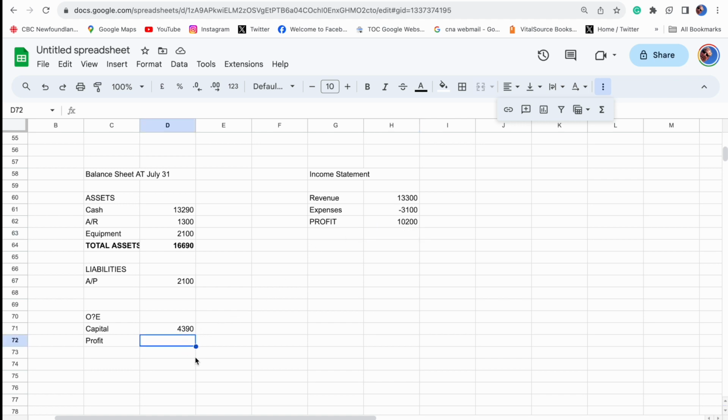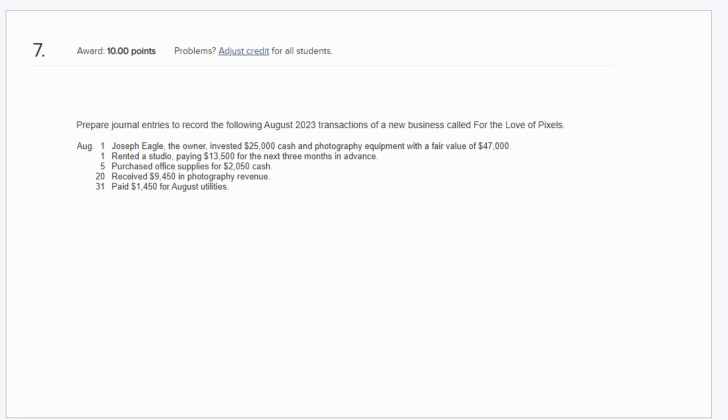That profit gets put into your balance sheet as an increase to the owner's equity, because again, profit. If we add up our owner's equity here now, as I've done, 14,590 plus 2,100, liabilities plus owner's equity, that would be simply that plus that, 16,690. And 16,690. The balance sheet balances on a profit of $10,200.